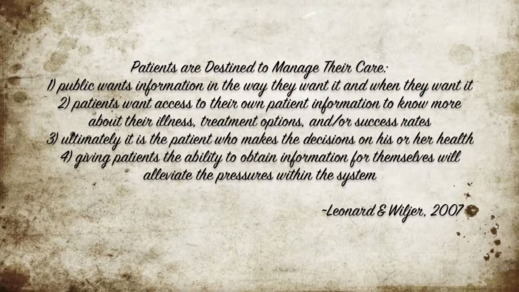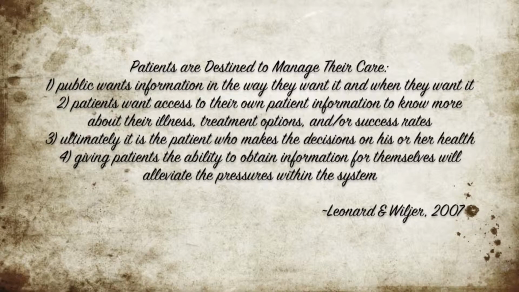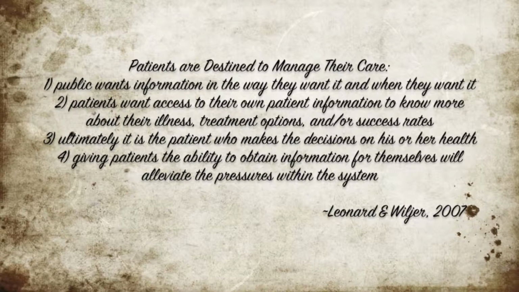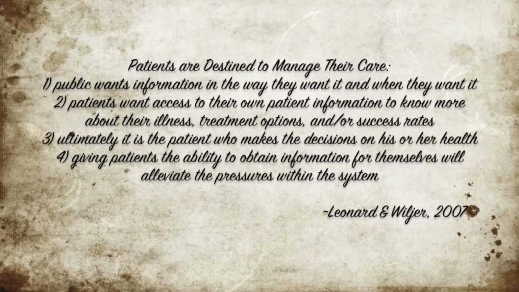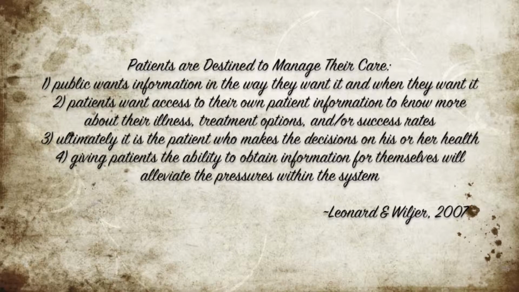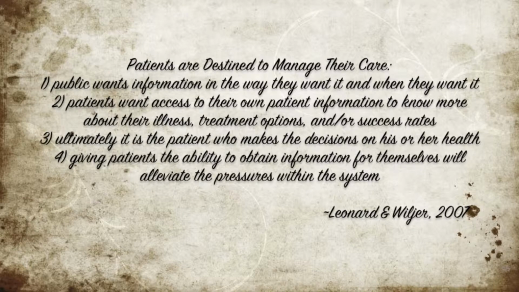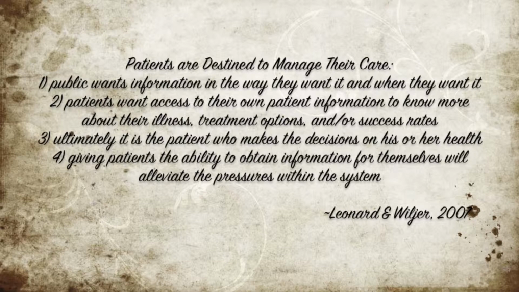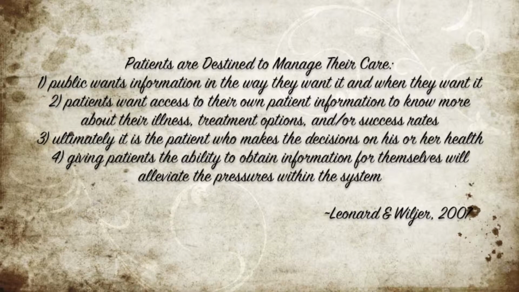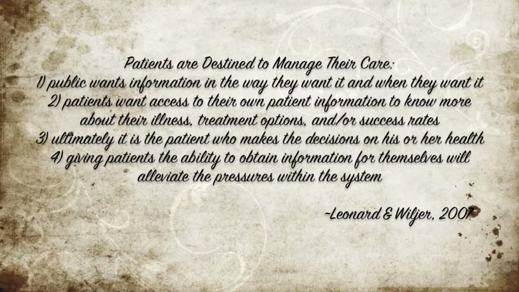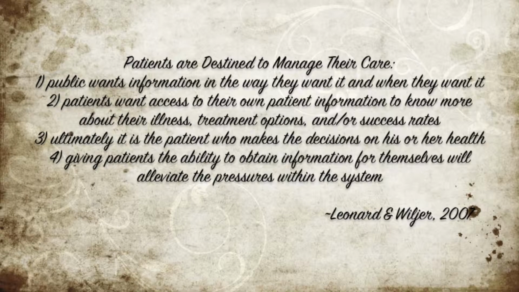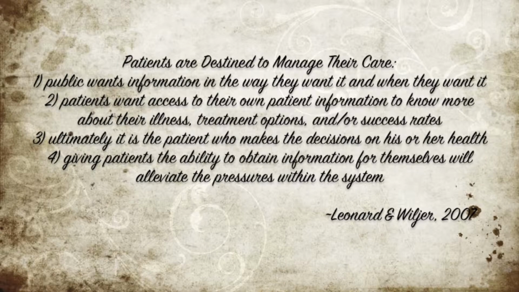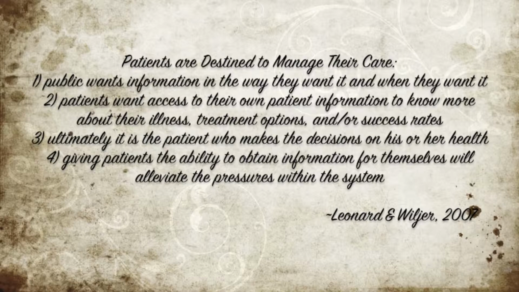Finally, in the news article, Patients Are Destined to Manage Their Care, the authors argue that patients should be able to access their personal health information online. The authors make 4 arguments to back up their opinions. These arguments include: 1. The public wants information in the way they want it and when they want it. 2. Patients want access to their own patient information to know more about their illness, treatment options, and/or success rates. 3. Ultimately, it is the patient who makes the decisions on his or her health. And 4. Giving patients the ability to obtain information for themselves will alleviate the mounting pressures within the system.